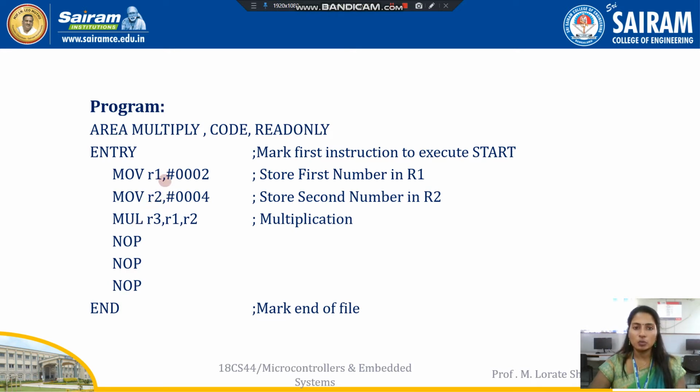Now we have two data, so we have to multiply. The multiply instruction is MUL. Three operands should be there. The first two operands should hold the data, and the third register is used to store the result. R1 and R2 have the data, so that should be written here. For the third one, where we want to store the result, we can take any register. The instruction is MUL R3, R1, R2. This instruction will multiply R1 and R2 and the result will be stored in R3. So R3 will have 0008.